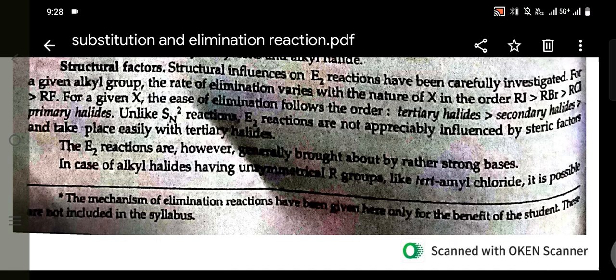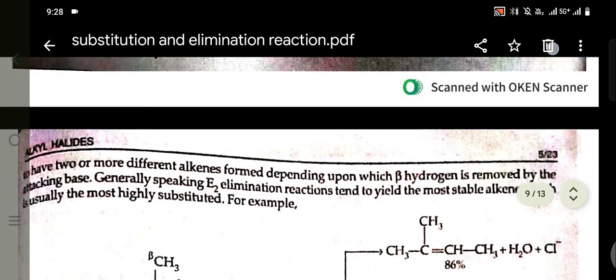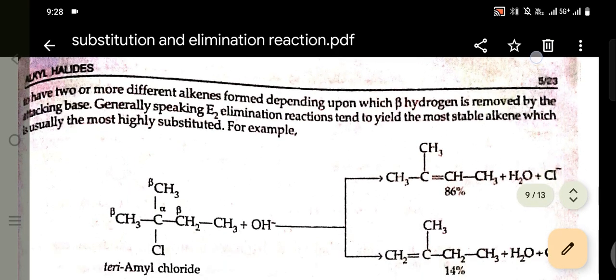In case of alkyl halides having unsymmetrical R groups like tertiary amyl chloride, it is possible to have two or more different alkenes formed depending upon which beta hydrogen is removed by the attacking base. Generally speaking, E2 elimination reactions tend to yield the most stable alkene, which is usually the most highly substituted. For example, tertiary amyl chloride.